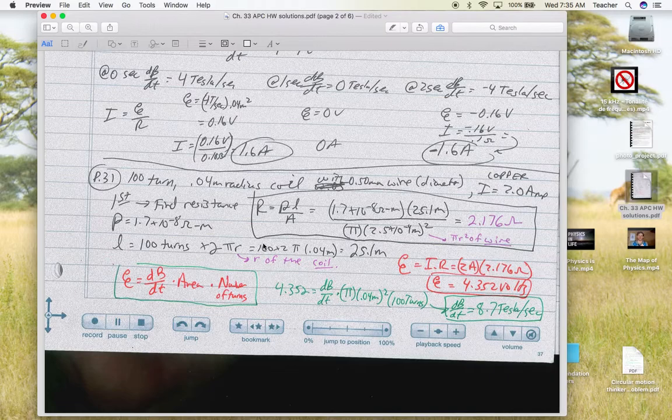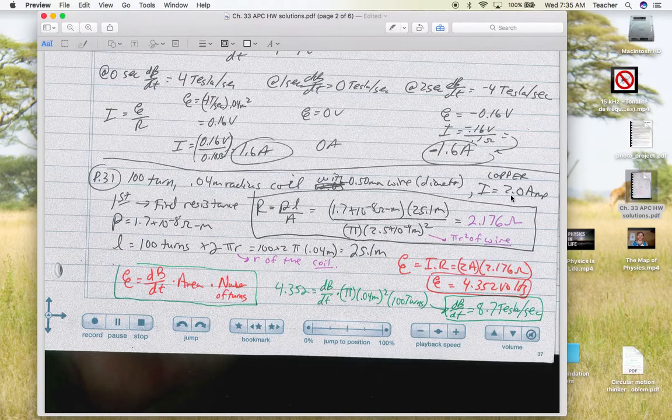So this is a 100-turn coil, 0.04 meter radius for the coil, 0.5 millimeter diameter wire, so there's a lot of annoying units and things like that in there, made of copper, so there's a current going through it that's 2 amps. And basically you want to find the rate of change of flux. So the first thing I have to do, so I know the current, I've got to find the resistance.